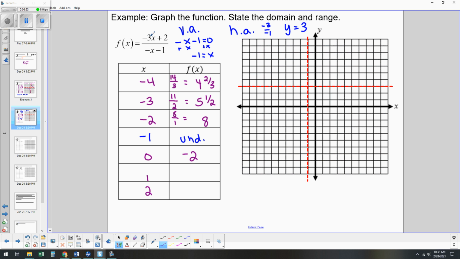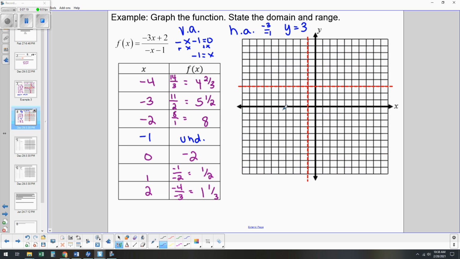Plugging in 1, negative 3 plus 2 is negative 1. Negative 1 minus 1 is negative 2, so that's 1/2. And negative 6 plus 2 is negative 4. Negative 2 minus 1 is negative 3, so 1 and 1/3.